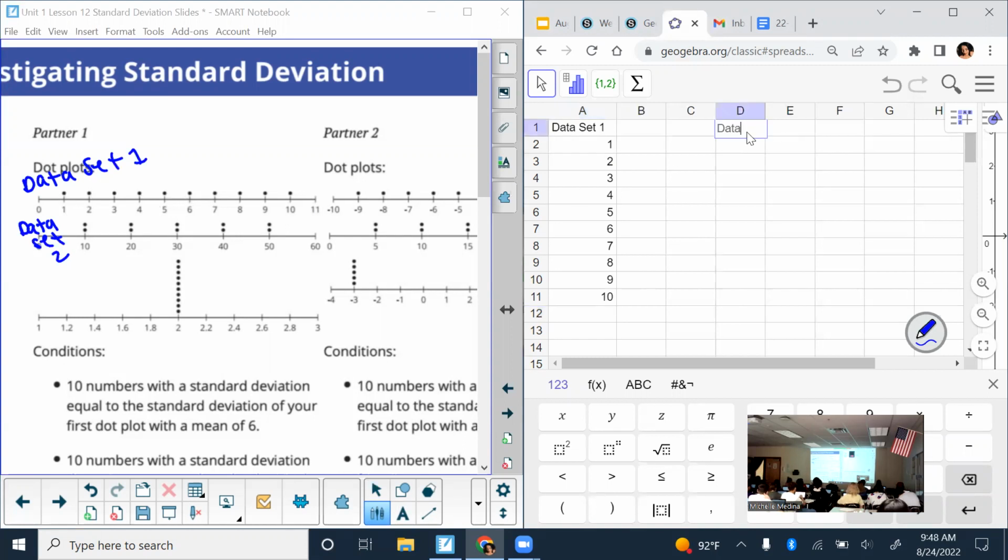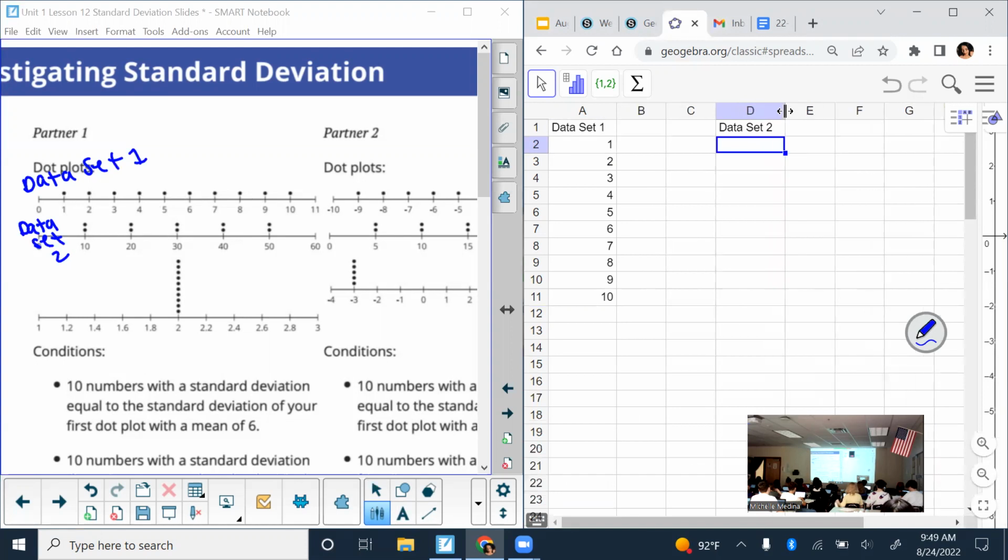I'm also gonna type in data set 2. And earlier someone didn't know how to make the columns wider. So if you want to look right now, just hover in between the column line where you get like this little thingy that pops up. And then if you just drag it, now you can see the title. All right, but now type in your data set 2 data. So what's my first data point for data set 2?